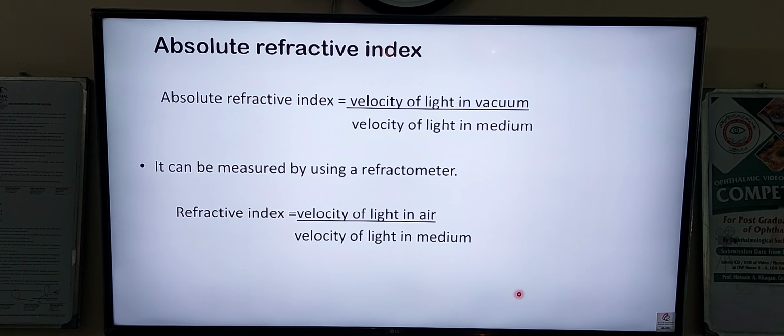सो एक तो हमारे पास होगी ऑप्टिकल डेंसिटी, ठीक है, जो रिफ्रैक्टिव इंडेक्स पे डिपेंड करती है. What is refractive index? It is basically a ratio of velocity of light in two mediums. If you consider the first medium as vacuum, तो the ratio of velocity of light in vacuum over velocity of light in medium is the absolute refractive index, and it can be measured by using a refractometer. अगर हम पहले मीडियम को लेंगे एयर, तो the velocity of light in air over velocity of light in medium is the refractive index.